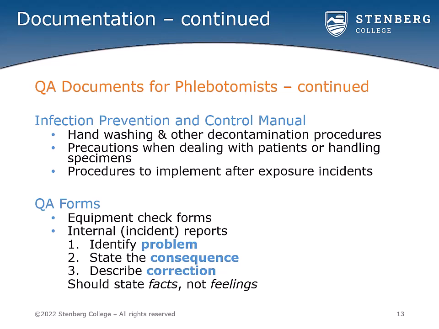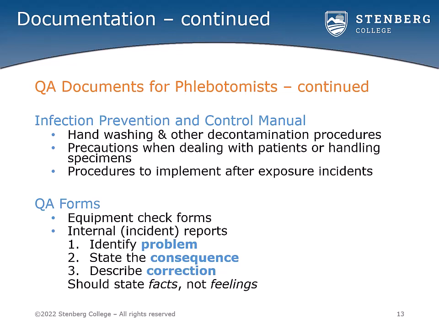The last documents for discussion are QA forms. These include equipment check forms used to document maintenance and to record temperatures, and internal or incident report forms. These forms are filled out when any problem occurs in the lab. The purpose of the form is to 1. Identify the problem, 2. State the consequence, and 3. Describe correction. So for instance, 1. Identify the problem. Let's say, for example, the phlebotomist collected a sample from the wrong patient.